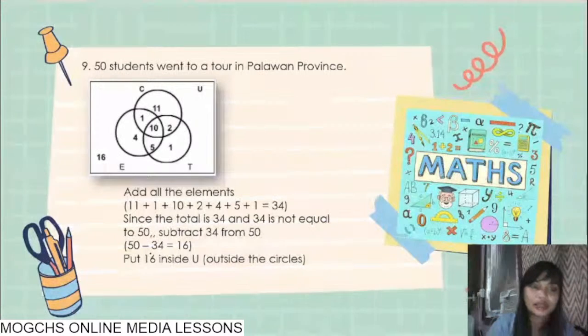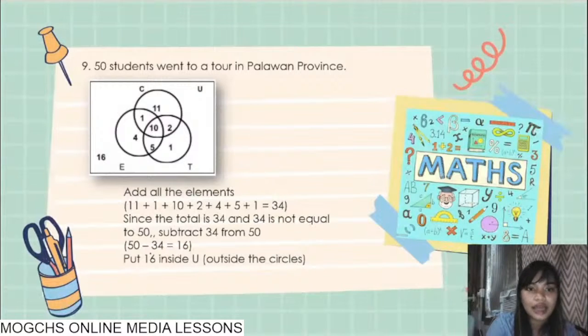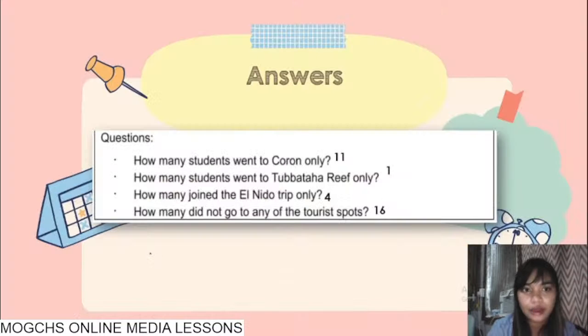And number 9, 50 students went on a tour in Palawan province. Add all the elements. So 11 plus 1 plus 10 plus 2 plus 4 plus 5 plus 1, so 34. So add all the elements inside the three sets, and subtract that from the 50 students who went on the tour in Palawan province. So 50 minus 34, that is 16. So put 16 inside the U, outside the sets or the circles. Those 16 are the students who did not go on a tour in Palawan province.